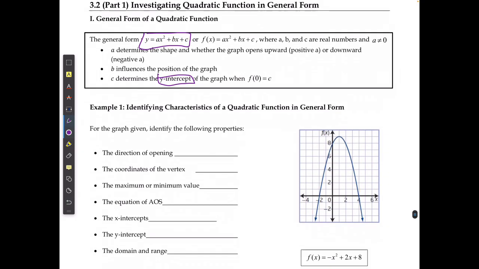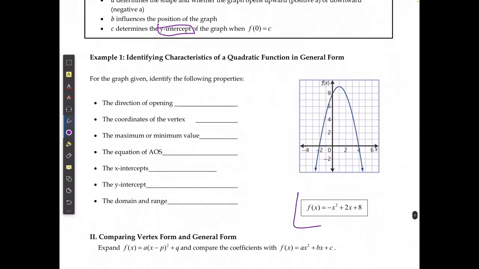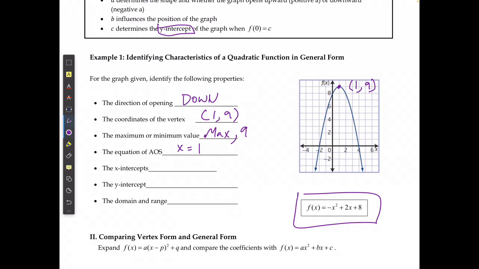So first, if we're taking a look at this graph, where I have f of x is equal to negative x squared plus 2x plus 8, well, I can see that the graph opens down. I have a vertex up here at the point of 1 and 9. So the coordinates are just 1 and 9. And in this case, it's a maximum value because it opens down, and it's a max of 9. The equation for the axis of symmetry is going to be x is equal to 1.